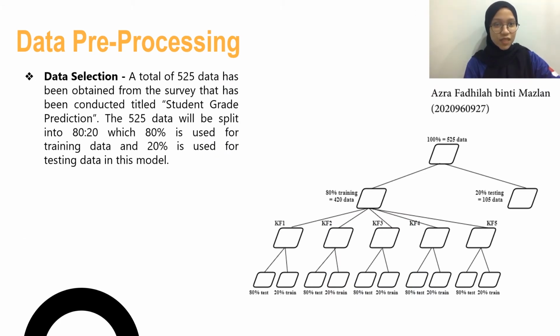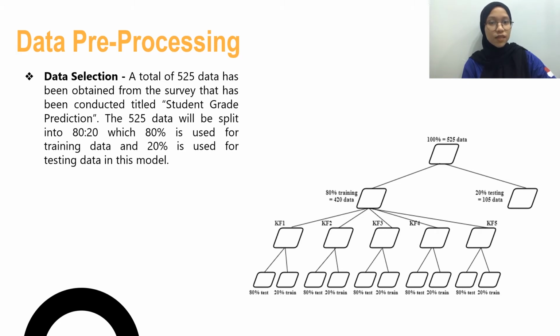After data collection, we proceed with data pre-processing, which consists of data selection, data cleaning, and data transformation. Data selection. A total of 525 data has been obtained from the survey titled Student Grade Prediction. The data will be split into an 80-20 ratio, where 80% is used for training data and 20% is used for the testing data in this model. The 80% training is 420 data, while the 20% testing is 105 data. The training data was divided into 5 parts, where each member is assigned to each fold in order to find the best setting with high accuracy result.